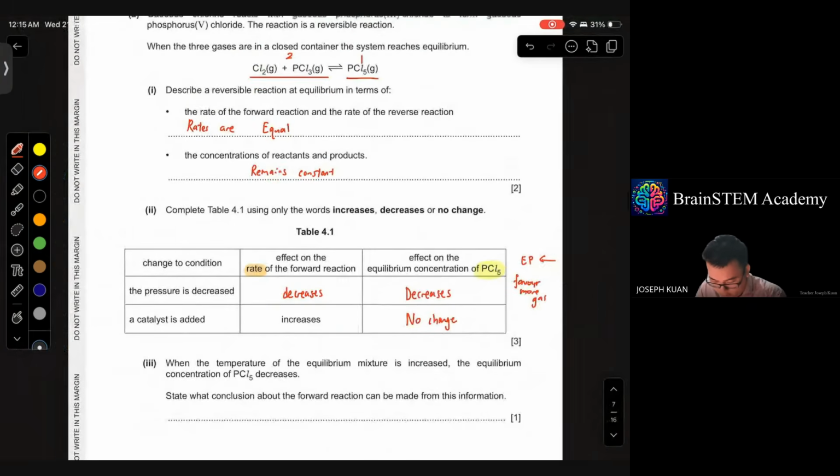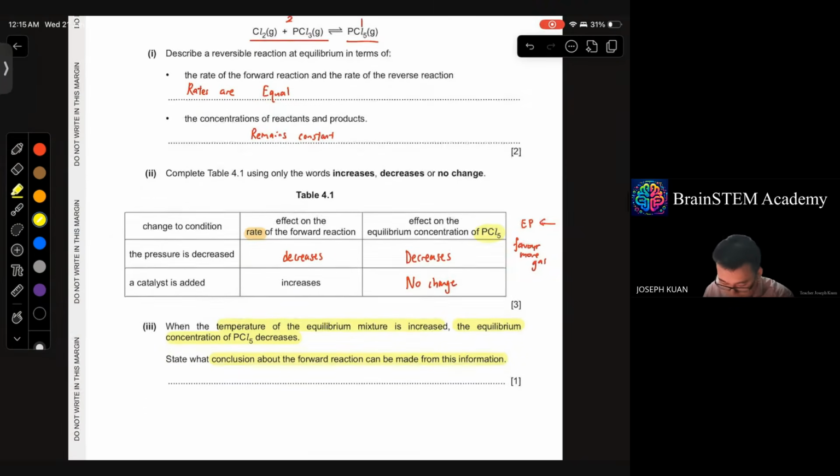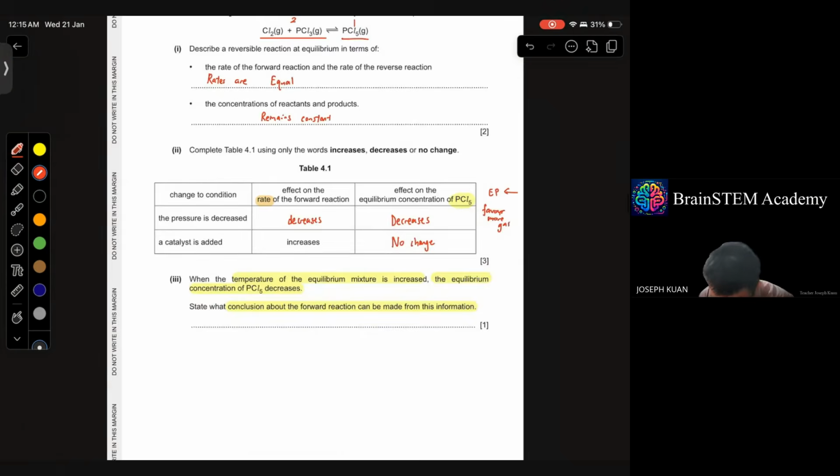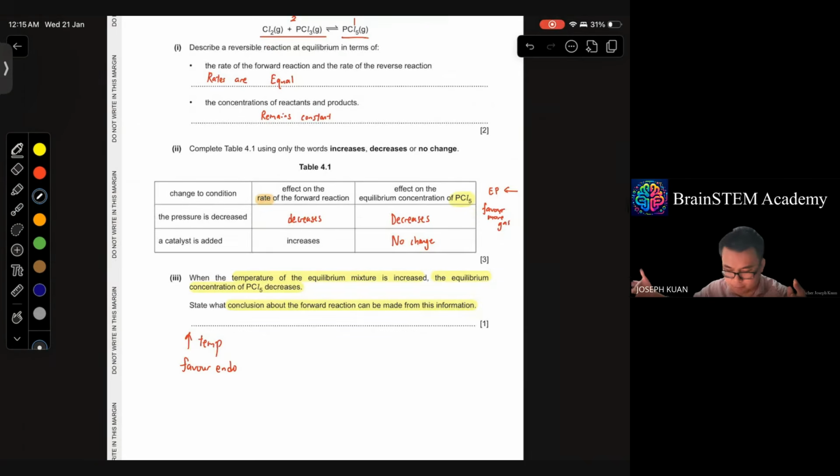Okay, next question. When the temperature of the equilibrium mixture is increased, we notice that the equilibrium concentration of PCl5 starts to decrease. What conclusion about the forward reaction can be made from this information? I believe a lot of students will have problems with this question. So here's how we think. When we increase temperature, it should favor the endothermic direction. Now, we don't know if it will go to the left or right since they didn't tell us the information about the energetics.